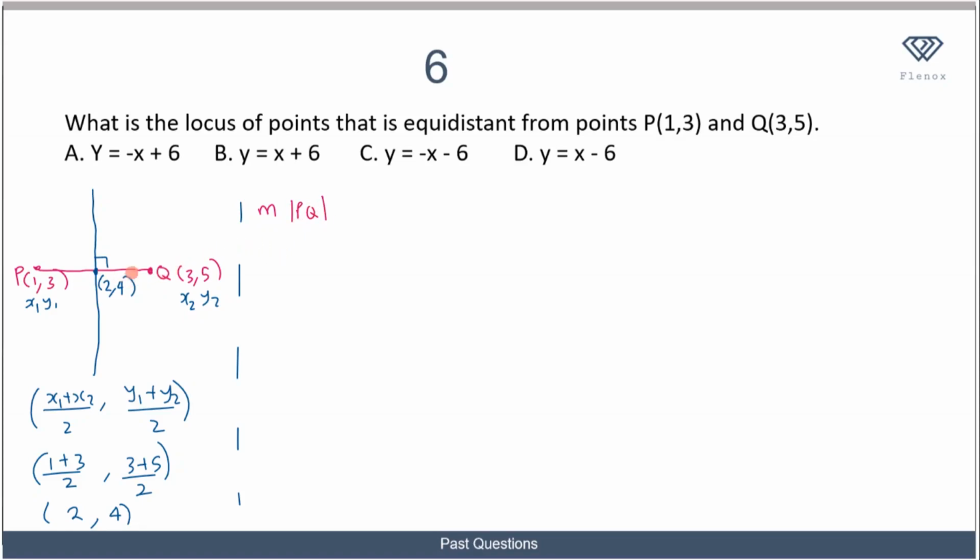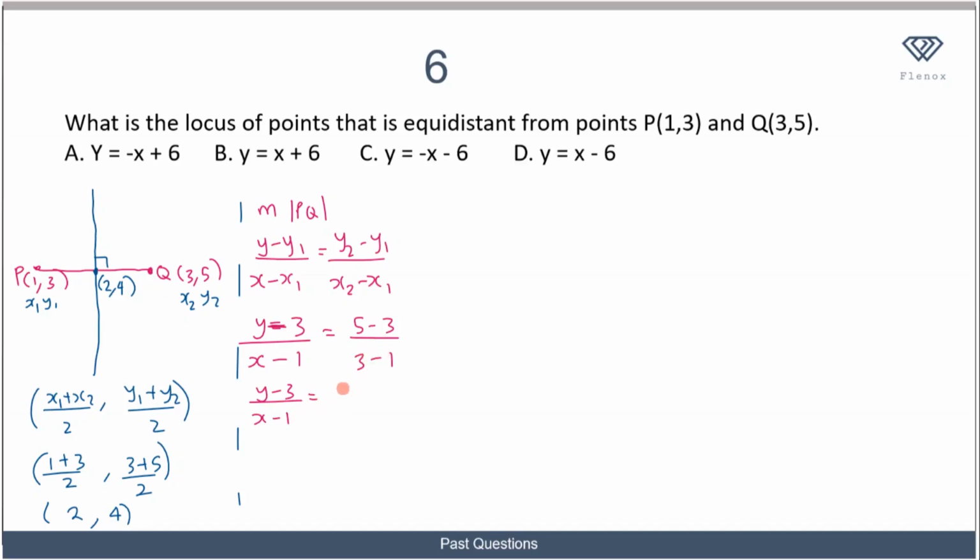we now have to find the slope. We can write that: y minus y1 over x minus x1 is equal to y2 minus y1 over x2 minus x1. I'm still going to make use of the same labeling. My y1 in this case is 3. So y minus 3 over x minus my x1, which is 1, is equal to my y2, which is 5, minus my y1, which is 3, over my x2, which is 3, and my x1, which is 1. So that becomes y minus 3 over x minus 1 is equal to 5 minus 3 is 2, and 3 minus 1 is 2. 2 over 2, which is equal to 1.